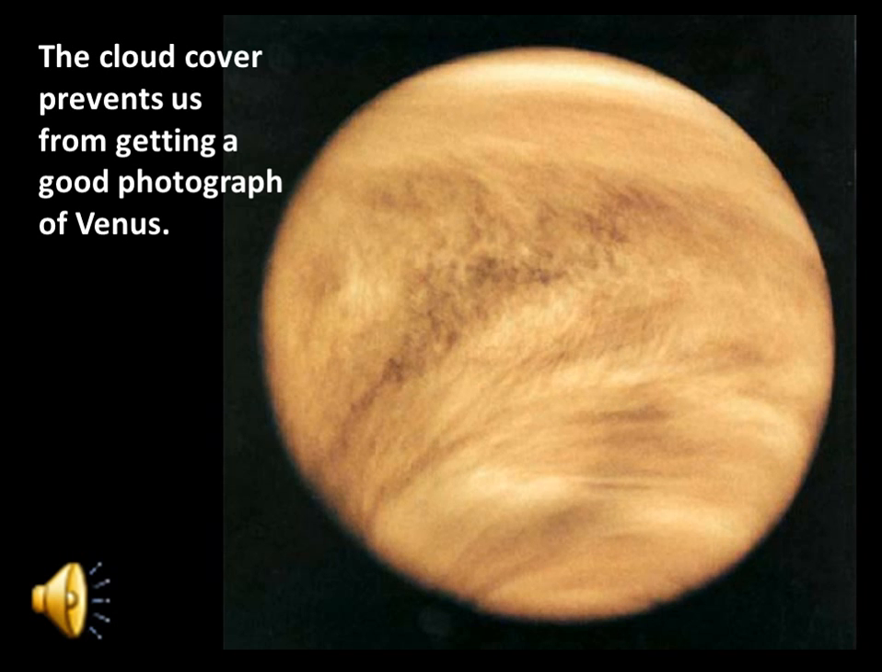Cloud cover is the reason it is so difficult for us to see the planet Venus, the second planet from the Sun. Venus is also known as the Earth's twin sister, as it is about the size and close to the same distance from the Sun as Earth.